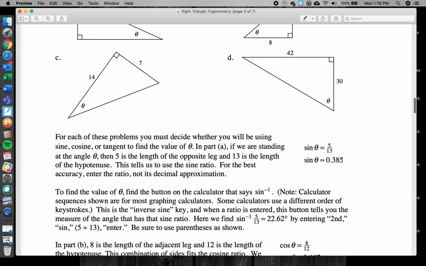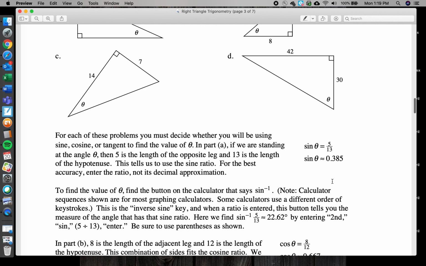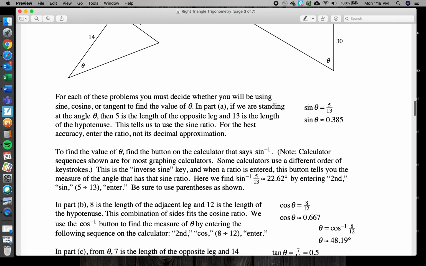And that way you don't even have to worry about this decimal answer here. This would be the way that I would do it. Take the inverse sine then of 5/13, and your answer should be approximately 22.62 for that one.